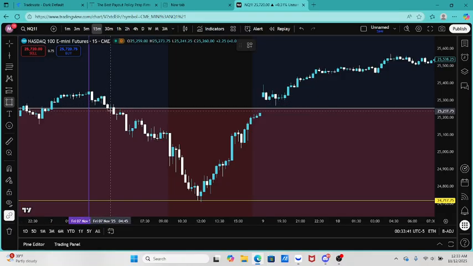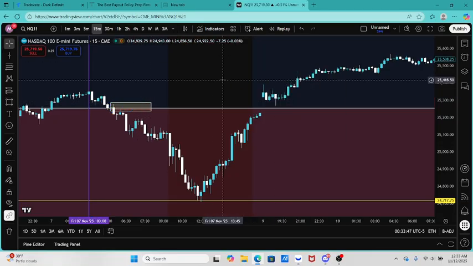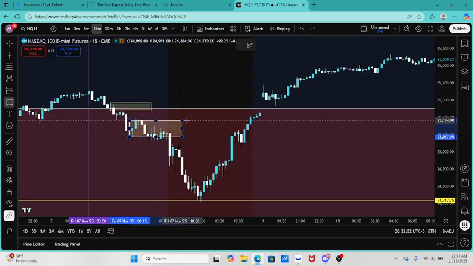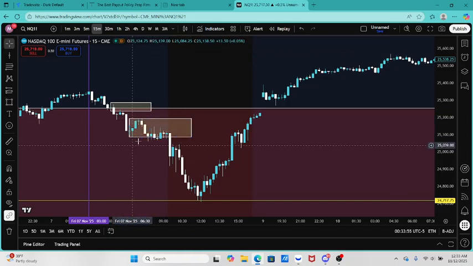the order blocks. Let me change these colors. And then look at all these order blocks right here. And also another thing is whenever you have an order block, but it's 3 consecutive of the same color, you can actually mark out that whole thing as the order block. Does that make sense? Yeah.